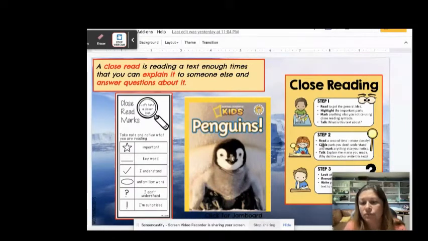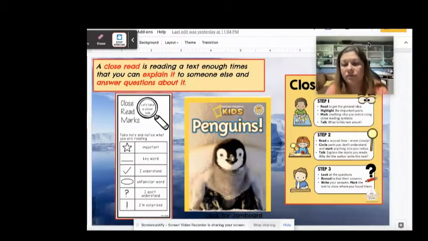Step 2, read a second time more closely. Circle the parts you don't understand and mark anything you notice. Talk. Explain the marks you made and why did the author write this text. And then step 3, you look at the questions. You reread to find their answers and write your answers. Mark the text to show where you found them.